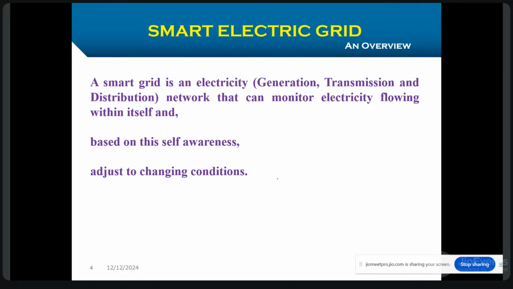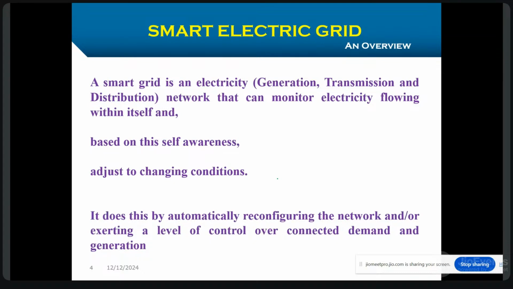So when these kind of time varying resources are there, we should be able to adjust the other part of the system. Let us say we may be adjusting the other generators so that the variations in the renewable energy sources can be complemented, or we may be going for the adjustment in the loads itself. That's what we call demand side management. So smart grid is able to do it with this self-awareness. Smart grid is able to adapt its parameters based on the self-awareness as per the changing operating conditions.